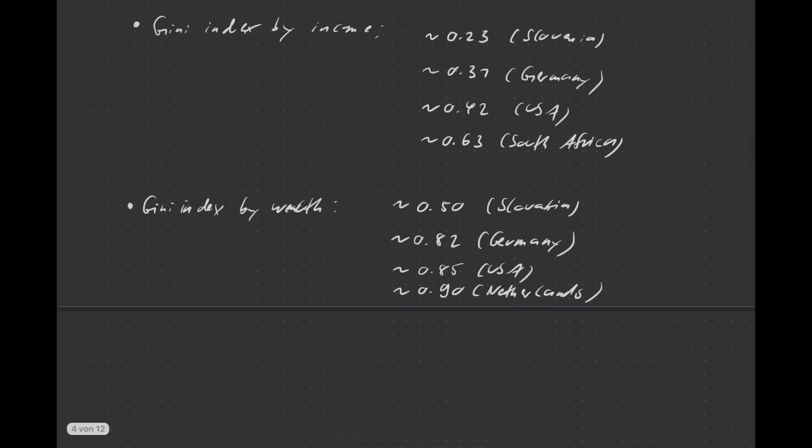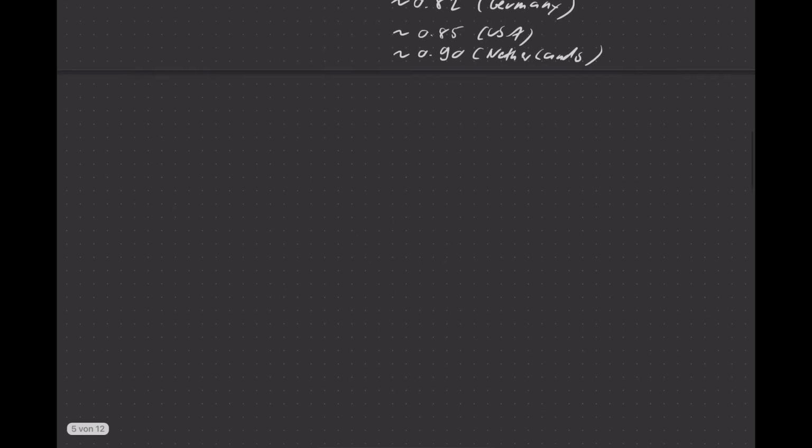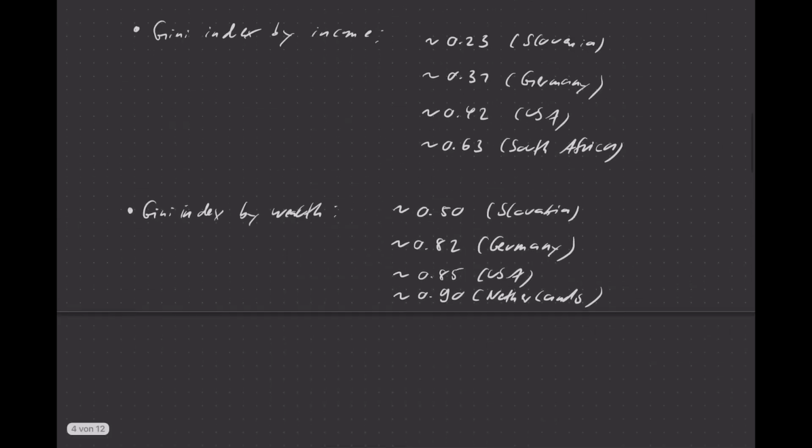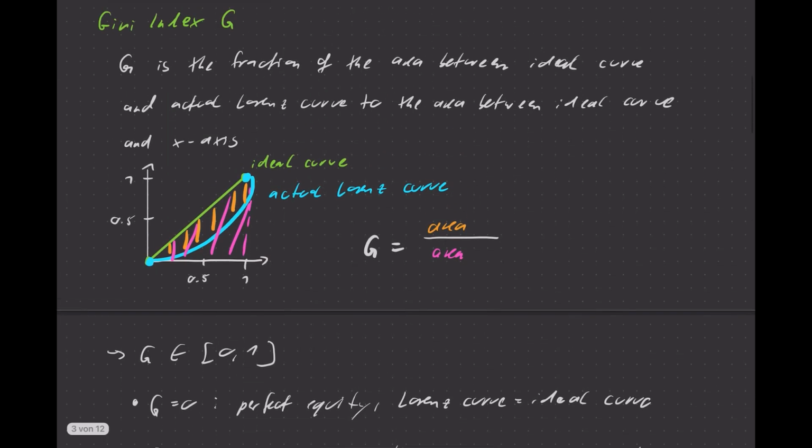Okay, so that much about the application itself. Now, what does that all have to do with integration, you will ask, and or know already from the definition? Of course, here is the connection to integration. What we need to do to compute the Gini index is we need to compute this area here. That's a classical integral. And we need to compute this area.